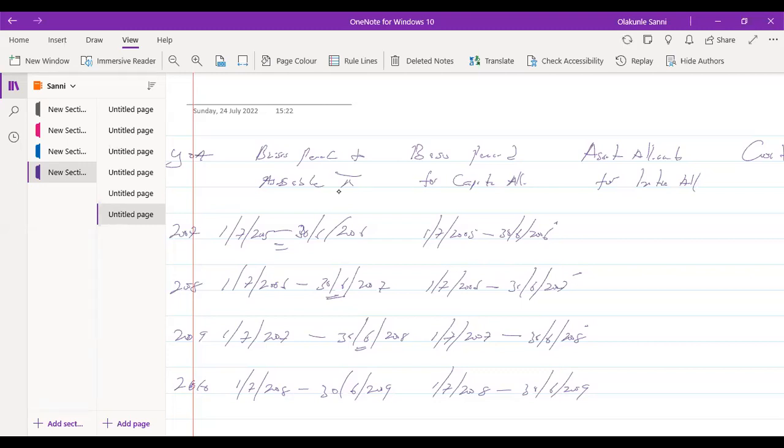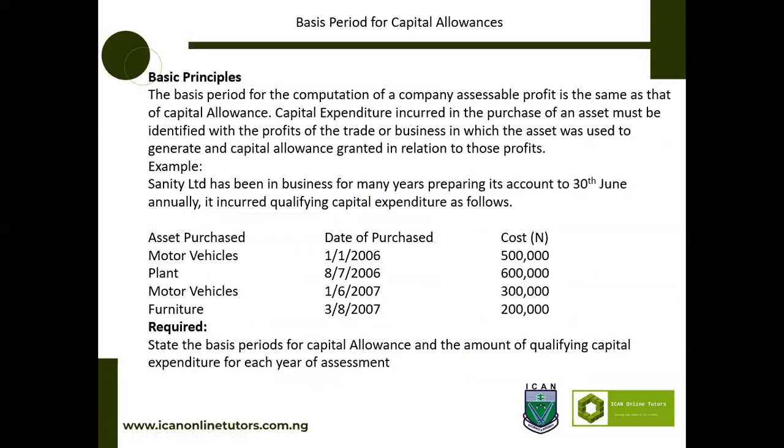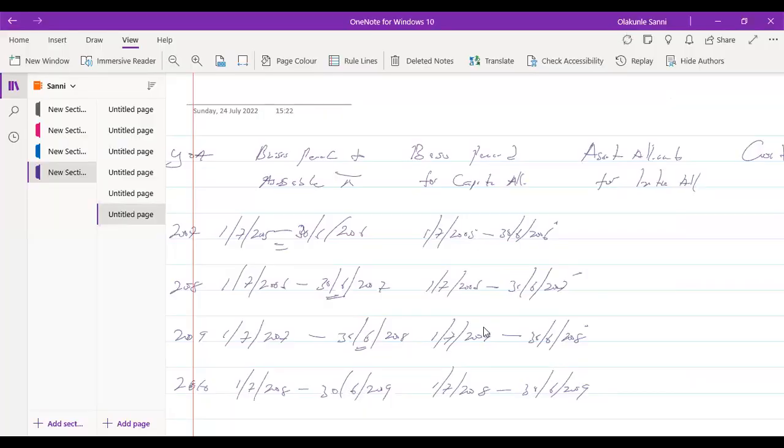Yes. Back to the question, all the assets that were purchased: when was the first asset purchased? The first asset, the motor vehicle, 1/1/2006. What I mean here is that the capital allowance basis period is what you will use to allocate the asset. An asset purchased on 1/1/2006, in what year of assessment can I find 1/1/2006? 2007 year of assessment. So this motor vehicle will enjoy its initial allowance in 2007 year of assessment. So in 2007, I will have the motor vehicle. How much is it? 500,000.